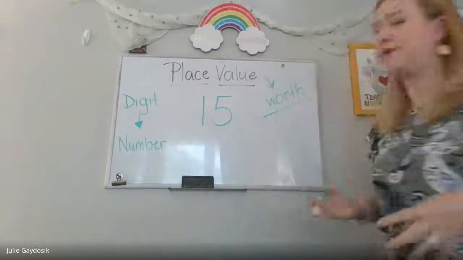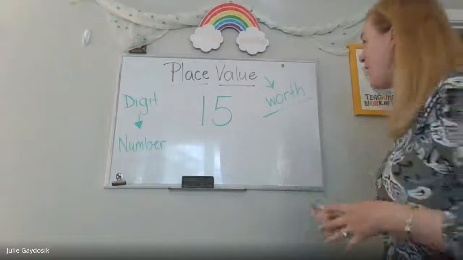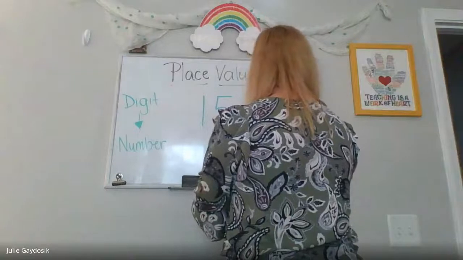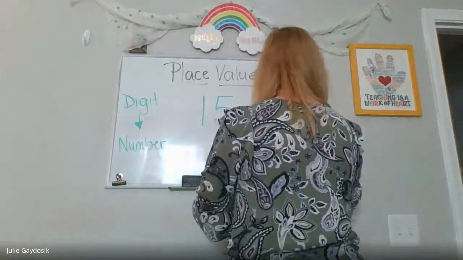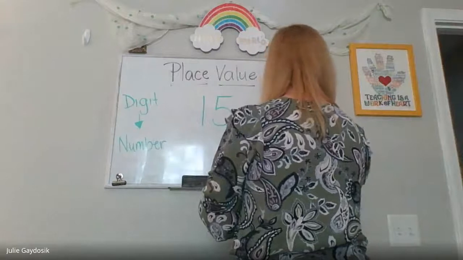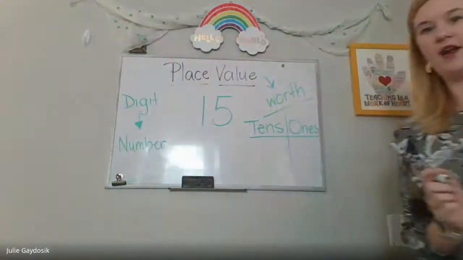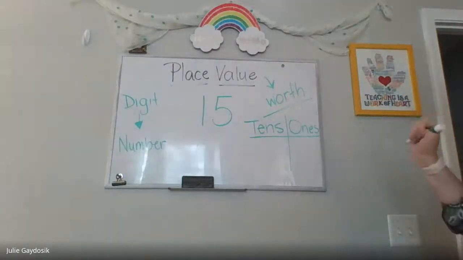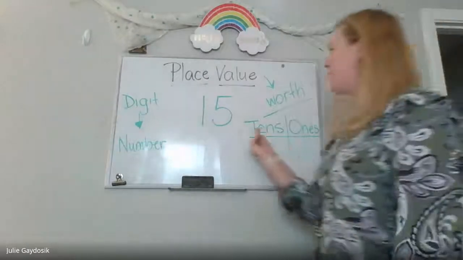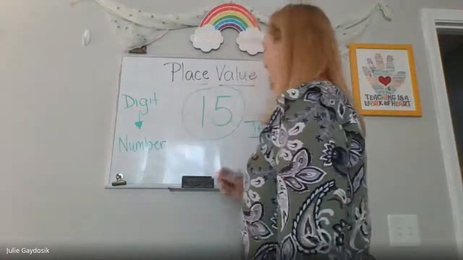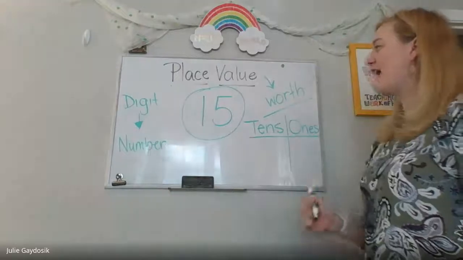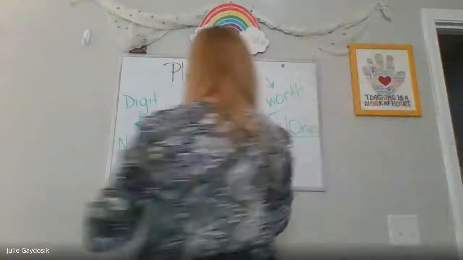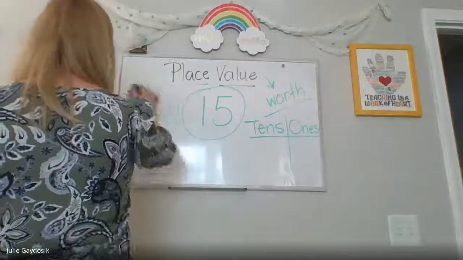And when we talk about place value, we talk about how many tens something has and how many ones something has. Ooh, some strong wind out there. How many tens something has and how many ones something has. So when we're looking at a number like 15, we're looking at how many tens it has and how many ones it has. Don't forget, a digit is a number.